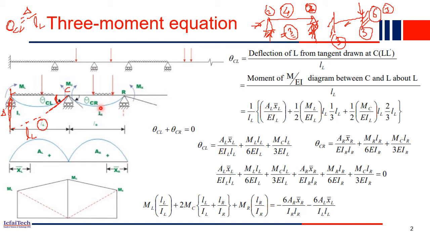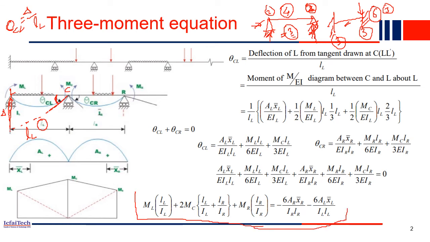Similarly, for theta CR also we can compute. Theta CR can be found from this figure, and from these two triangles we will get theta CR. If you do it, you will get this final simplified equation. So now substitute theta CL and theta CR. The theta CL value we already know, and similarly the theta CR value also we know. Just plug them into the compatibility equation here. If you plug in both the values, you will get this final expression. From this expression, if you simplify, that is our final three moment equation.